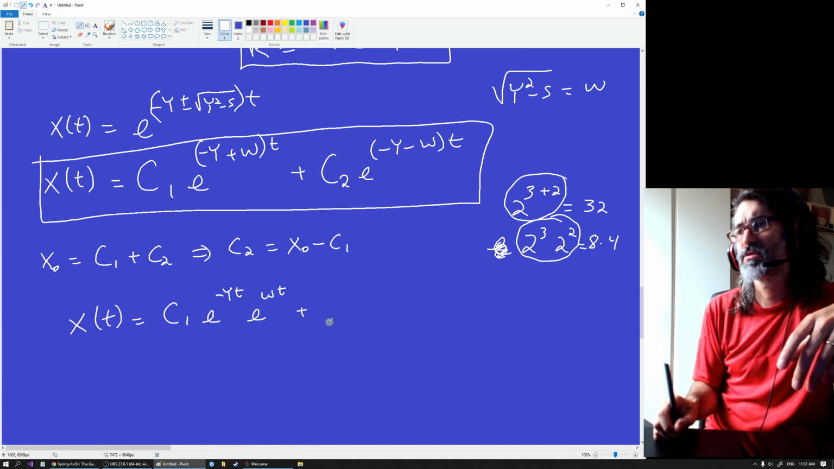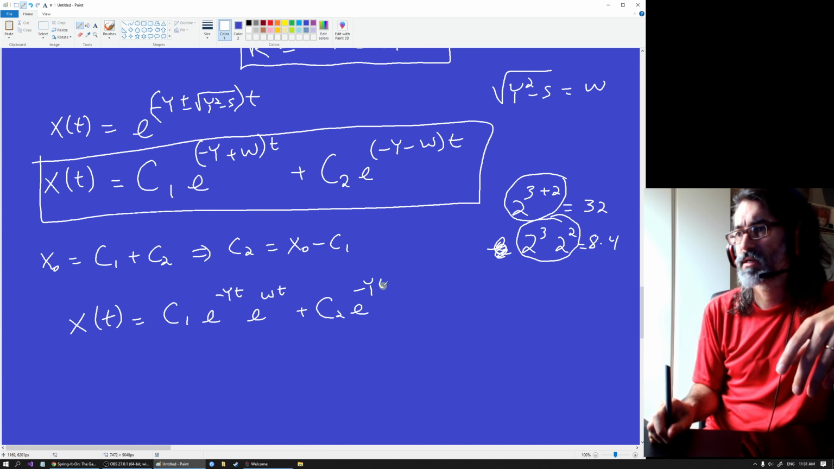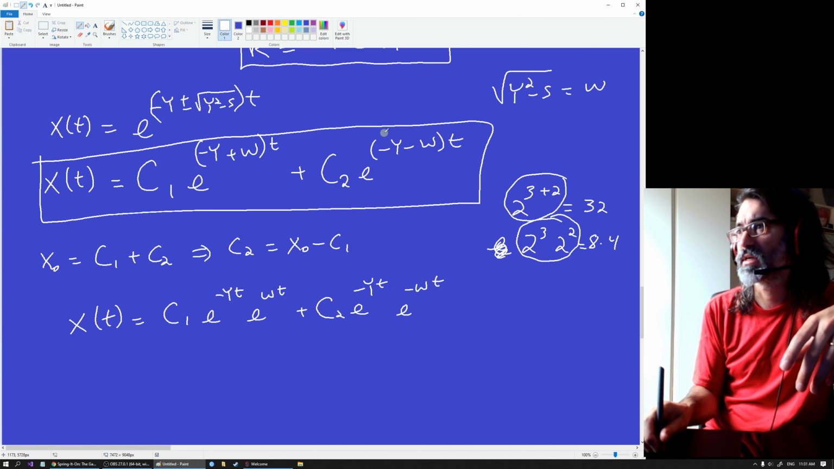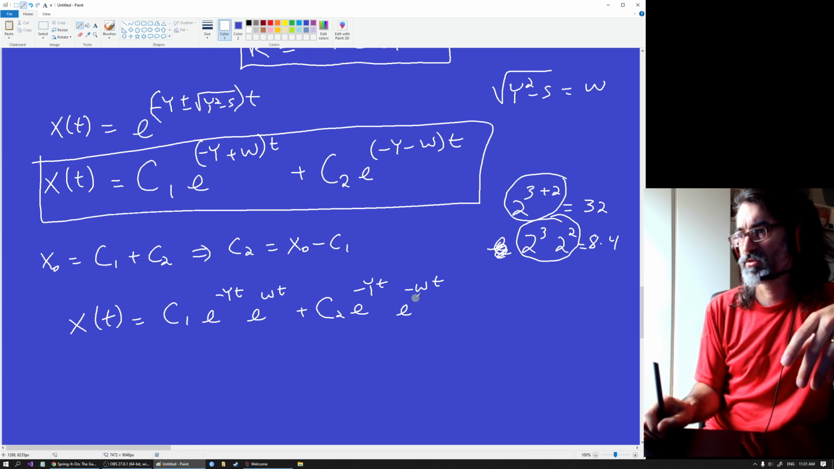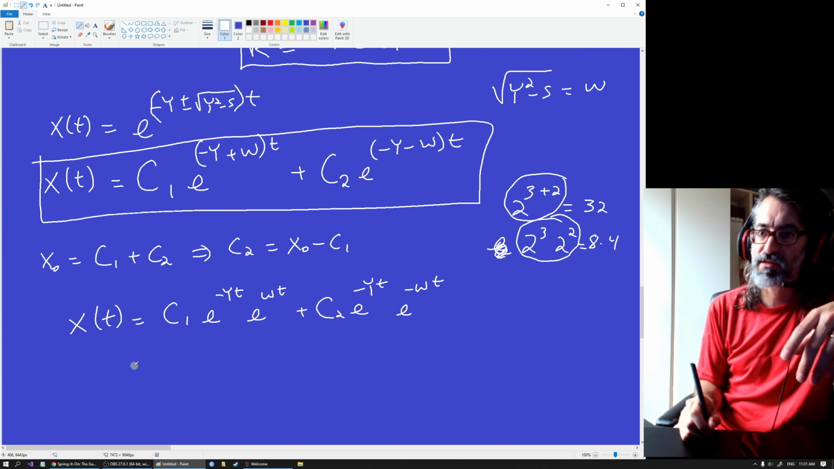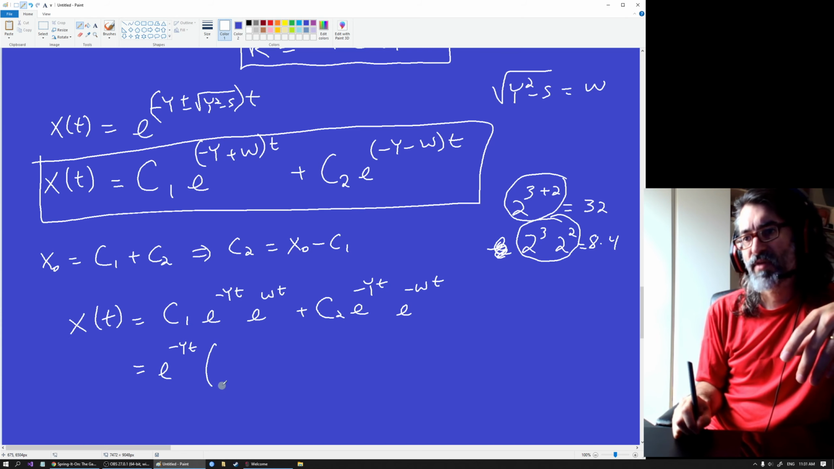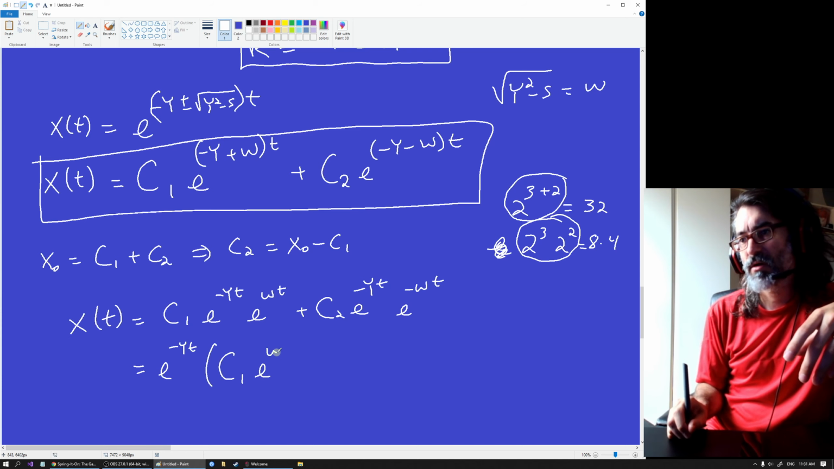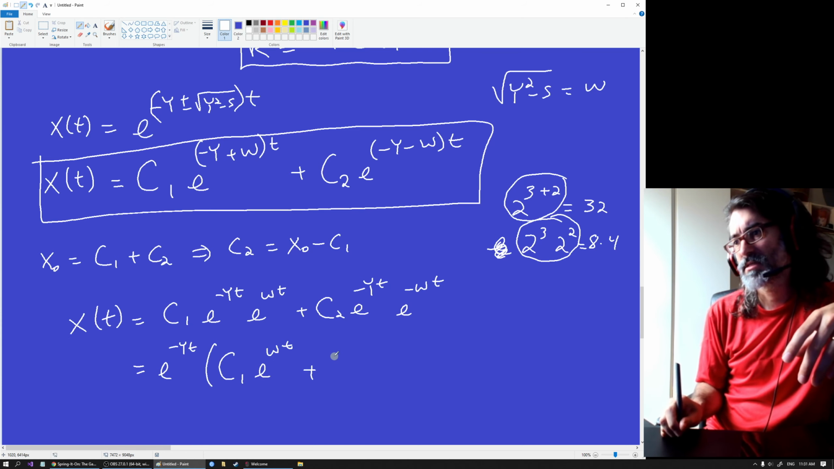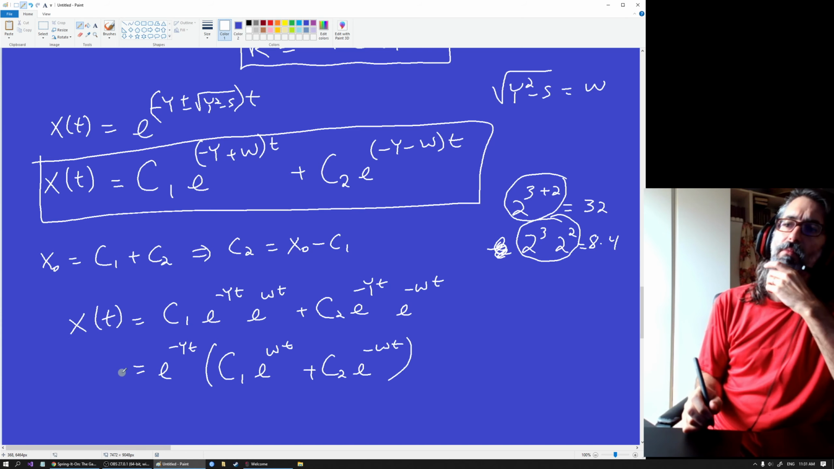And let's keep the c2 as it is, because I'm happy with c2 now. So e to the minus yt and e to the minus wt. It's this one here. So I just separated like this. You see the t came inside, and I separated the two exponentials. The goal was to bring this one outside, you see it's the same in both. So that was what I wanted to do. e to the minus yt, and then c1 e to the wt plus c2 e to the minus wt. And now I'm more happy.